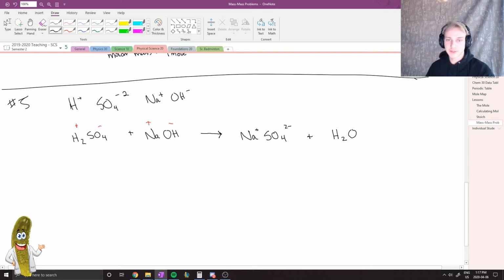Now the last thing that I have to do is swap and drop this positive 1 charge and this negative 2 charge. So the positive 1 isn't going to go anywhere because if I put a little 1 beside the SO4, there's no point. But this will become Na2SO4.